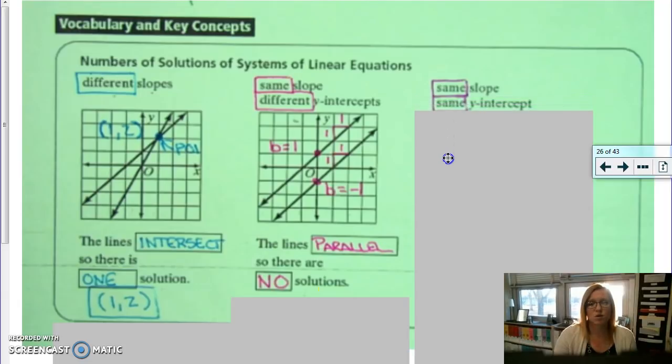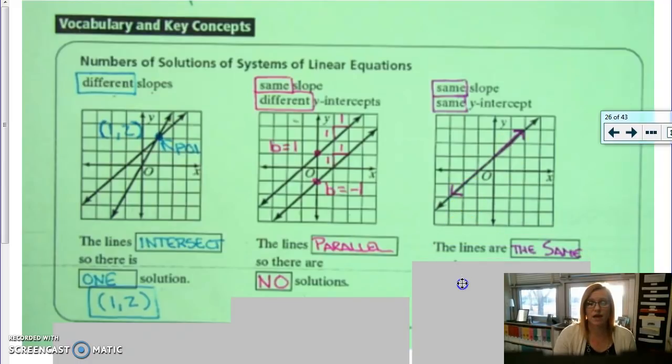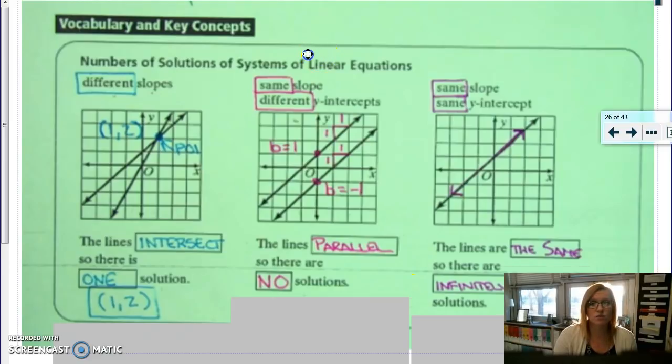The third one. If you have the same slope and the same y-intercept, you end up drawing a line on top of that same line. As you can see here, I have that black line, and then on top I drew the purple line. Exact same line. So what happens when you have the exact same line? Well, the lines are the same. Sometimes it's called coinciding, that you will see they are coinciding lines. You might want to write that word down. Maybe I will do that for you.